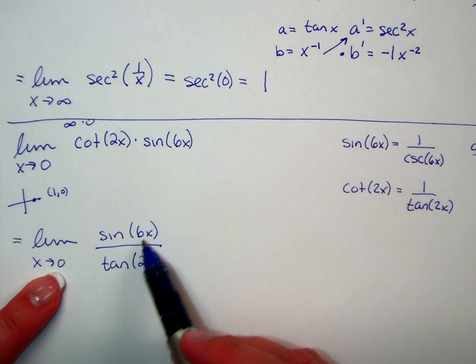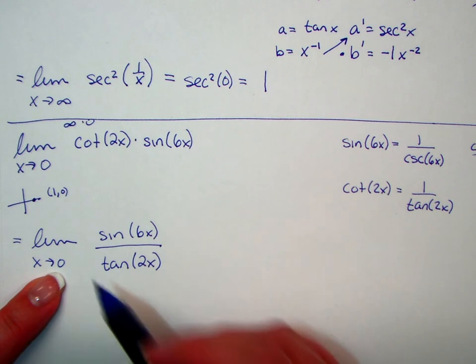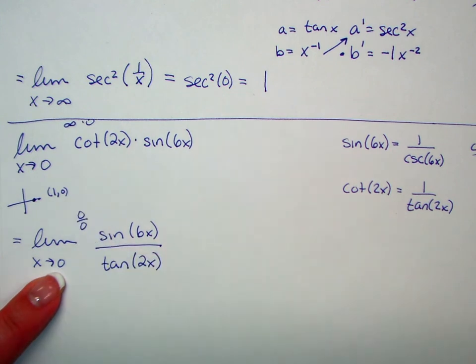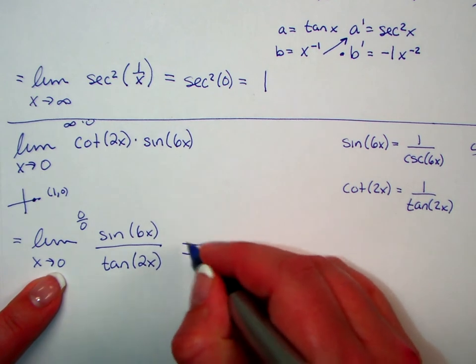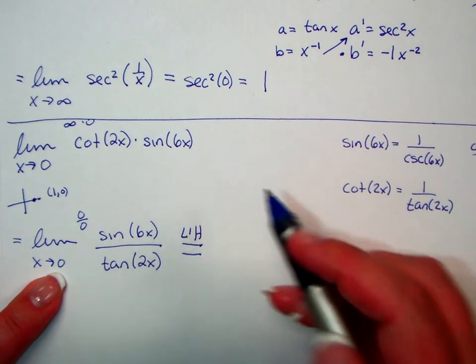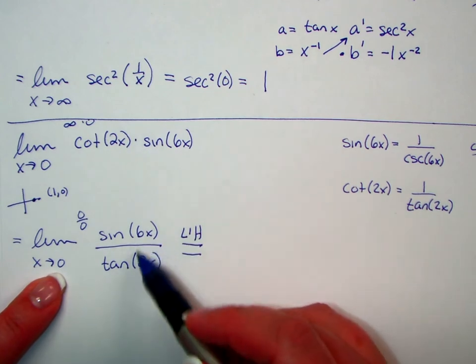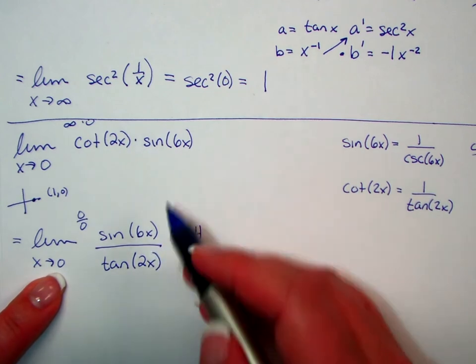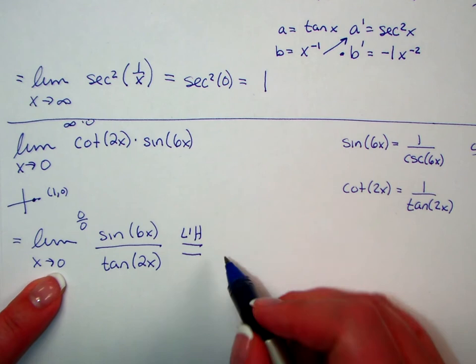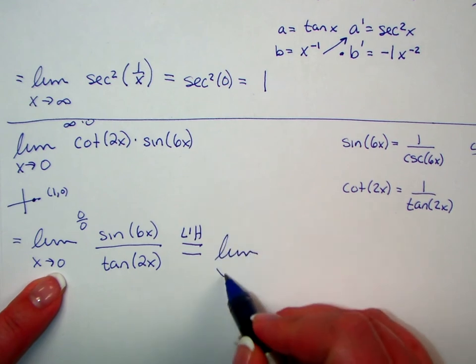Sine of 0 is 0, tan of 0 is 0, right? So this changed it to an indeterminate quotient. So I can L'Hopital this, right? Remember, you can't L'Hopital indeterminate products. You can only L'Hopital indeterminate quotients. So you have to change the forms. All right, so we're going to get the same limit here.